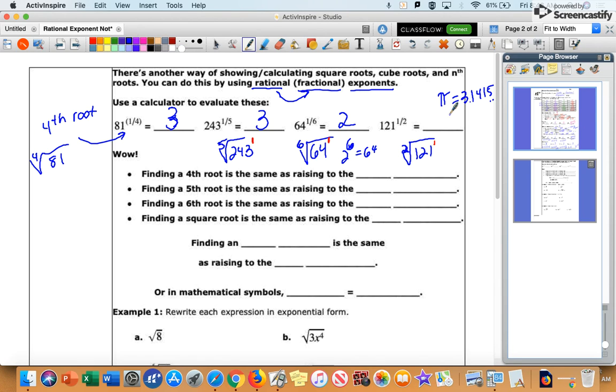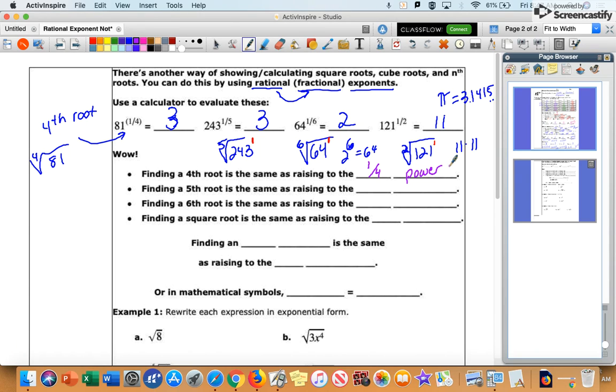We had the square root of 121, which is the same thing as 121 to the power of 1/2, which is 11, because 11 times itself 2 times is 121. So notice the relationship we had up here. Finding a fourth root is the same thing as raising to the 1/4 power.